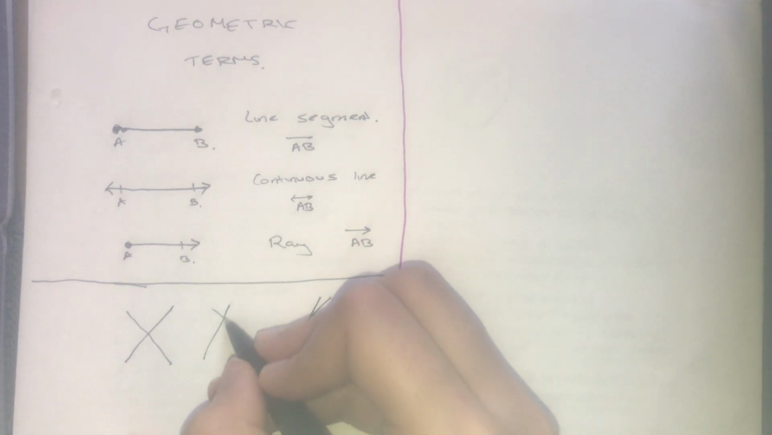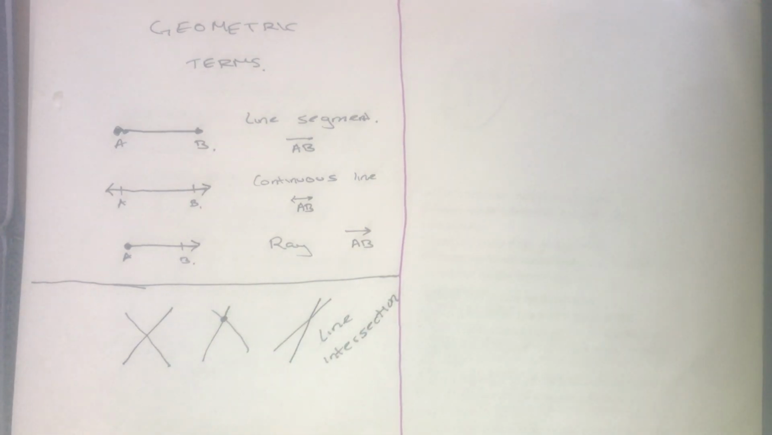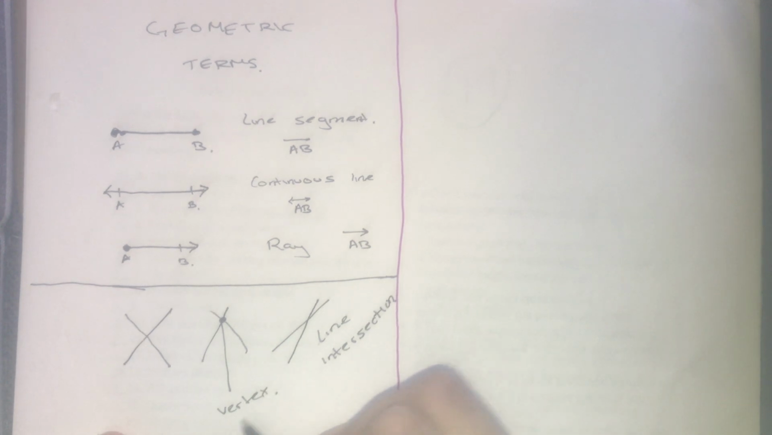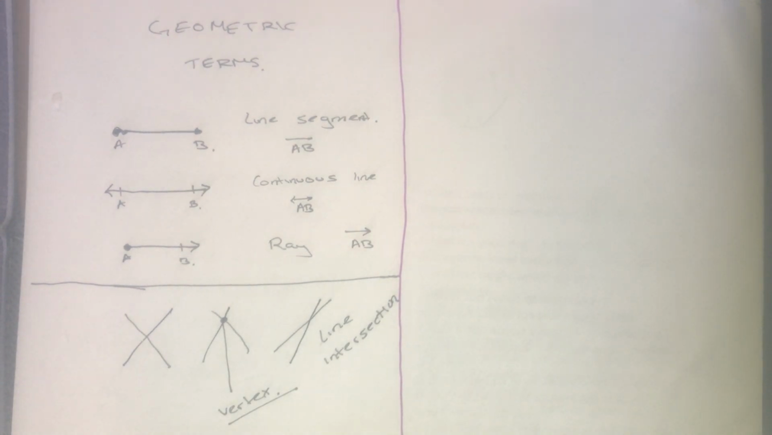The point where they intersect, where they cross each other, where they meet, is called the vertex. Very important term, do not forget. A vertex is a point where two lines intersect. A line intersection is a point where two lines cross each other or where two lines meet.